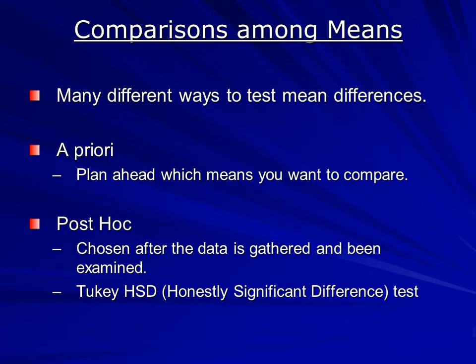So a priori just means you know which planned comparison you're going to look at before you even look at the data. Post hoc is that you just look at whatever after the data happens, which is not very strong research. That's all I'm saying.